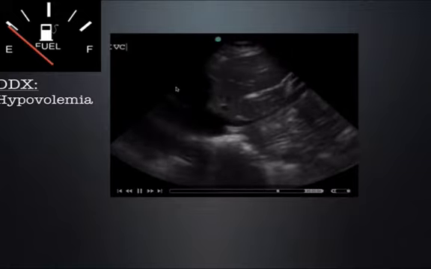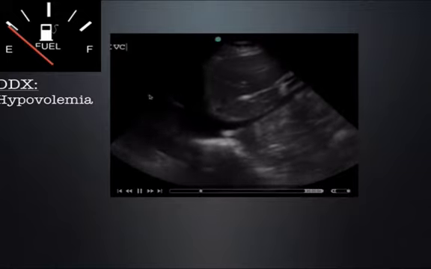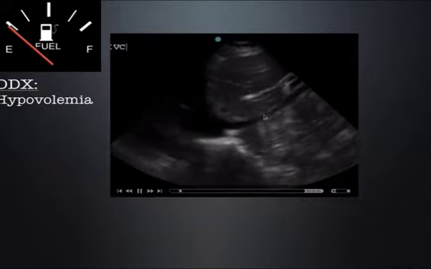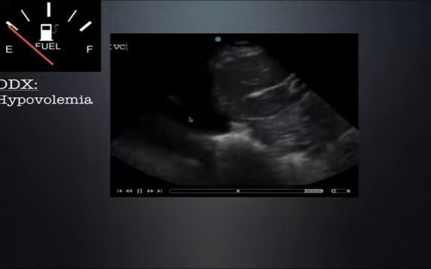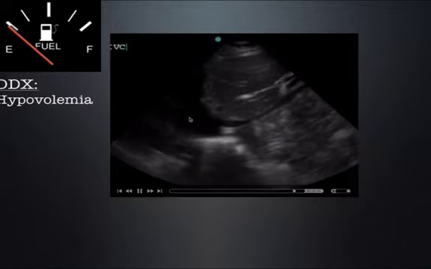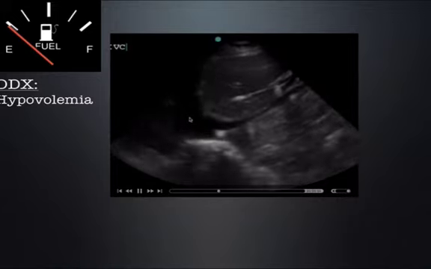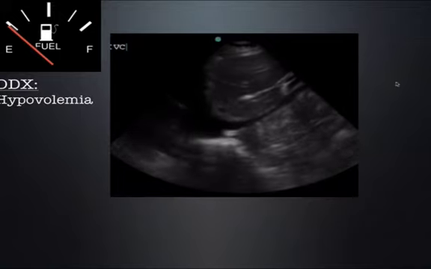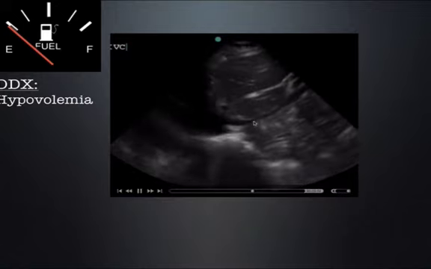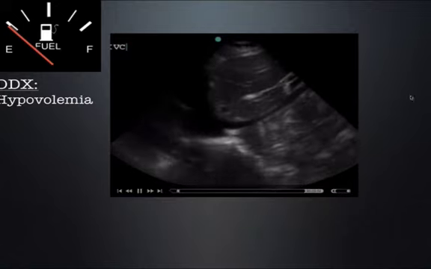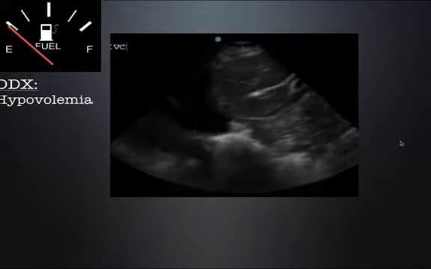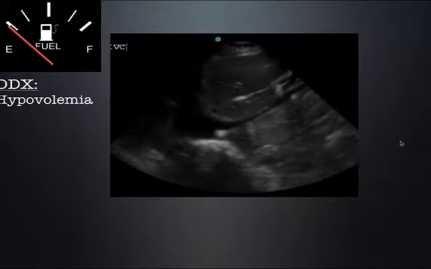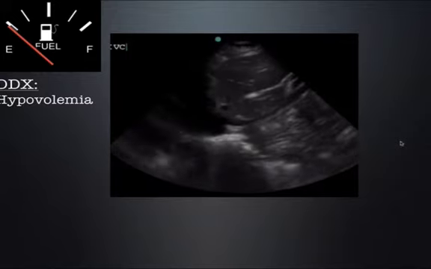What's going on is that because this is a spontaneously breathing patient, inspiration generates a negative pressure in the thorax. This basically sucks the blood up through the IVC into the right atrium, as if you were sucking water through a straw. And just looking at the diameter here, you can see that it looks slit-like. It's kind of flat, and the internal walls of the vessel come in contact with one another when the patient breathes in. This narrow diameter, this 100% collapsing IVC, is all consistent with a low volume state.